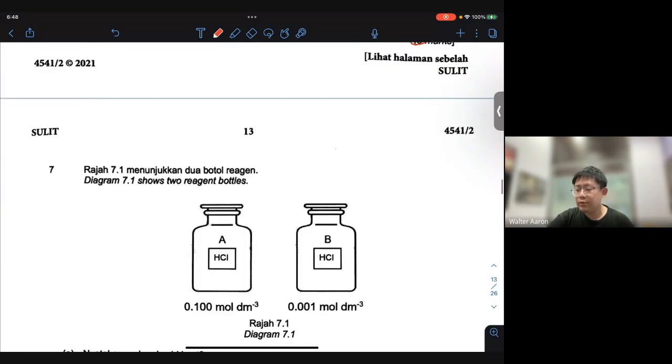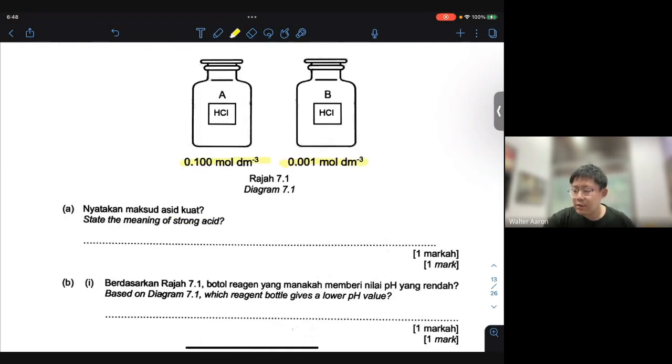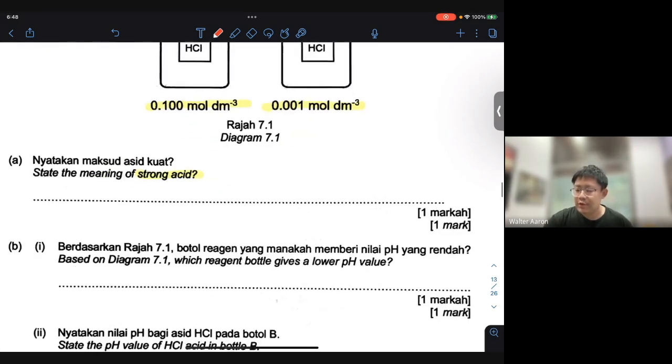All right, let's move on to the next question. For number 7, diagram 7.1 shows 2 reagent bottles. We have A and B, one which has 0.1 mol per dm cube of concentration, while the other one is 0.001 mol per dm cube of concentration. So state the meaning of strong acid. A strong acid is an acid that will ionize completely in water to produce a high concentration of hydrogen ions.